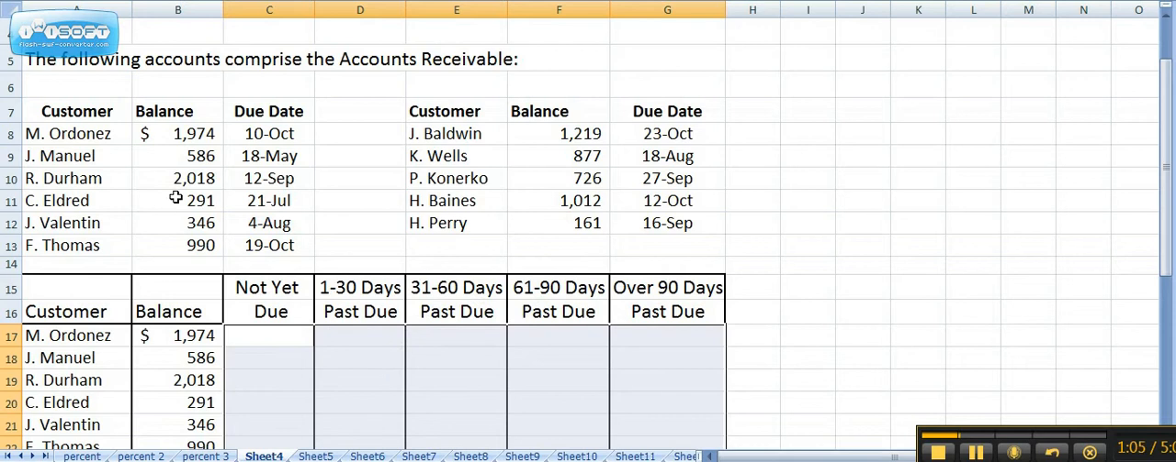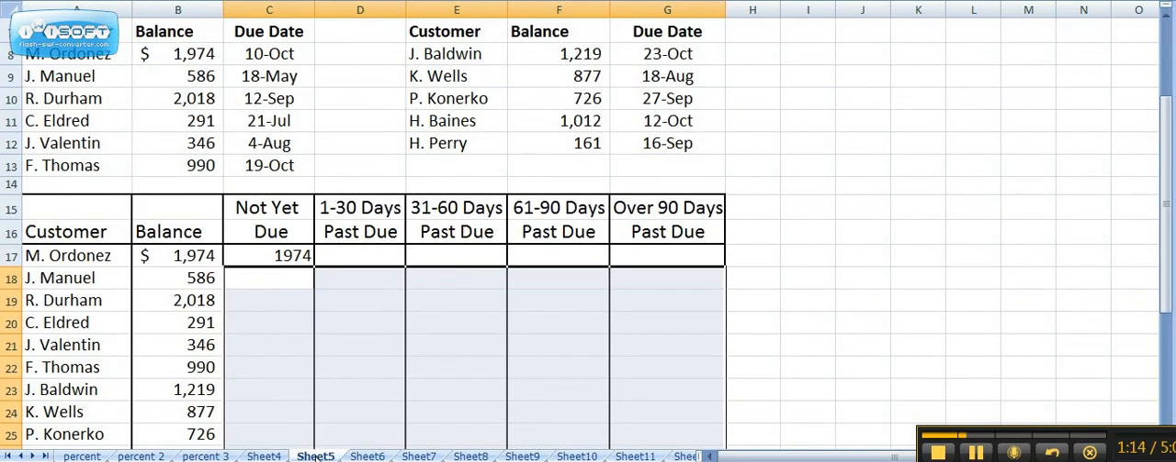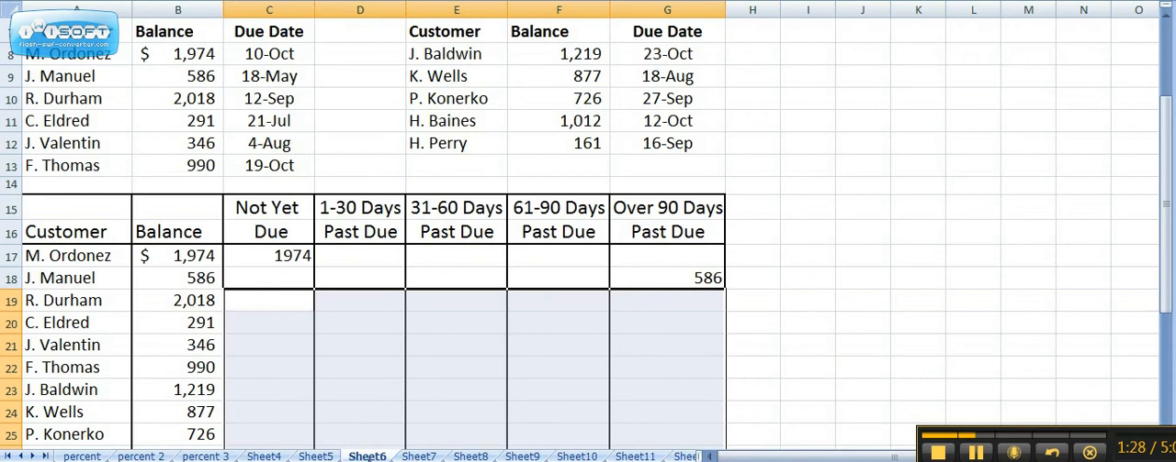So the first one, Ordonez, has a due date of October 10th. Well, we're doing this aging schedule as of September 30th. And so October 10th hasn't gotten here yet. So we'll place that 1974 balance in not yet due because their balance hasn't been due yet. Then we'll look at Manuel with a balance of May 18th. And we'll place that in the over 90 days past due. It's been more than 90 days between May 18th and today, the date of the aging schedule, September 30th.